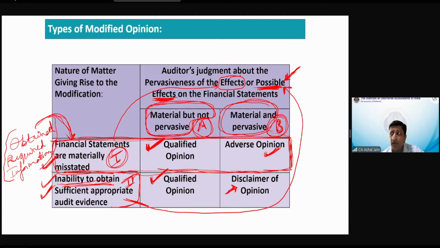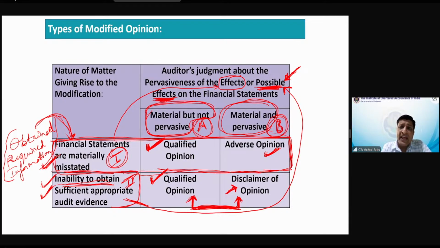But please remember, there's a difference. If you look at these two scenarios, there's a difference. Both these scenarios talk about a situation wherein the information is not received. Yes or no? Both these scenarios.